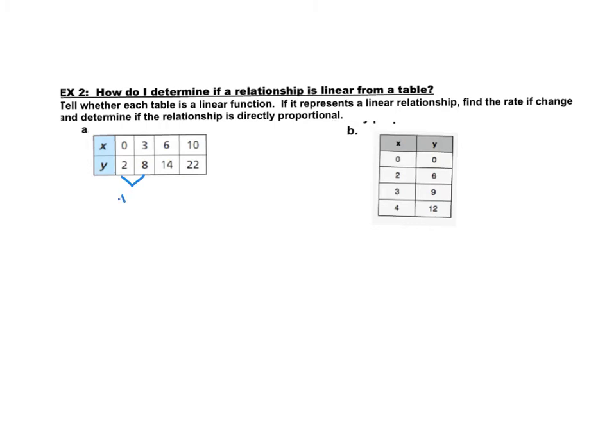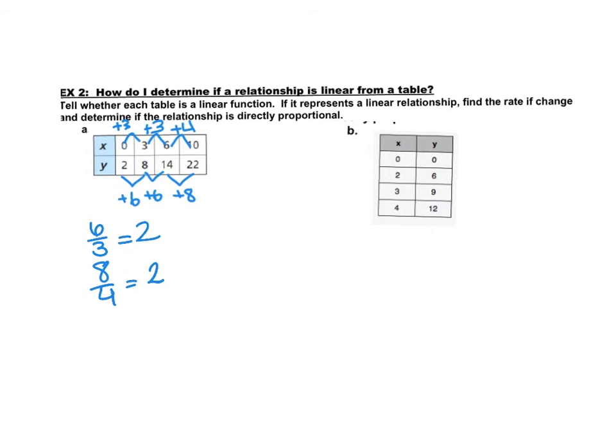From 2 to 8, I went up 6, and the y, I have up 3. From 8 to 14, I went up 6, and then I went up 3. Now notice, from 14 to 22, I'm going up 8, and then I'm going up 4 here. So let's make sure that we simplify these. So 6 all over 3 is equal to 2. Now let's do the 8 all over 4. Well, 8 all over 4 is also equal to 2.